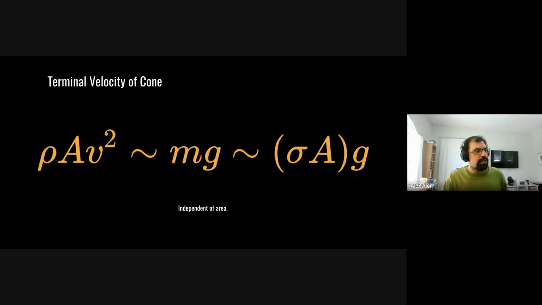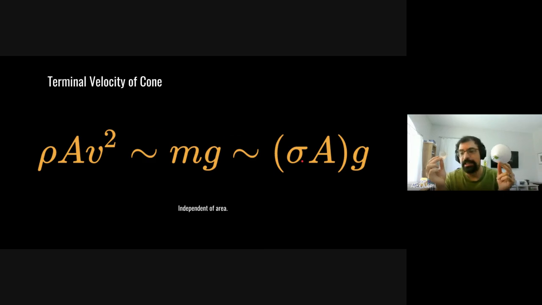We equate that with mg. Both the small and the large cone are made out of paper, so they have the same surface density, and their mass just scales as their area. So rho a v squared goes as sigma, the mass density of the paper, times the area times g. Now you'll notice that in v squared the a's cancel, so their terminal velocity should be independent of their area, which is sort of what we saw.